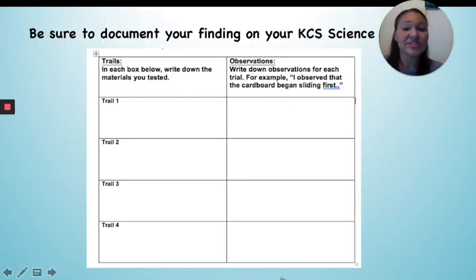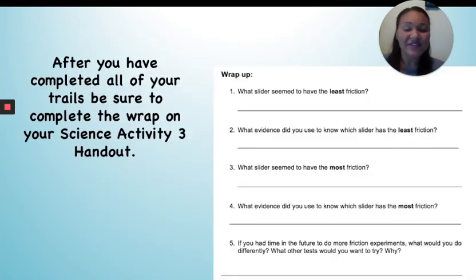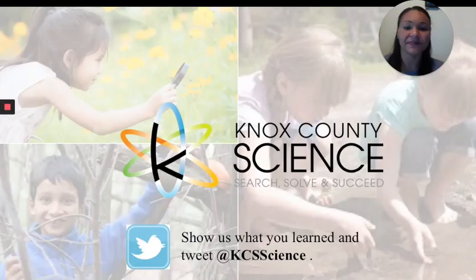Be sure to document your findings on the KCS Science handout. Make sure you document all your trials and then what you observed as you were testing out your sliders. Write down what materials you use because your materials may not be the same as what I used. You're also welcome to document what happened based on my experiment. After you complete all your trials, be sure to complete the wrap-up on your Science Activity 3 handout.